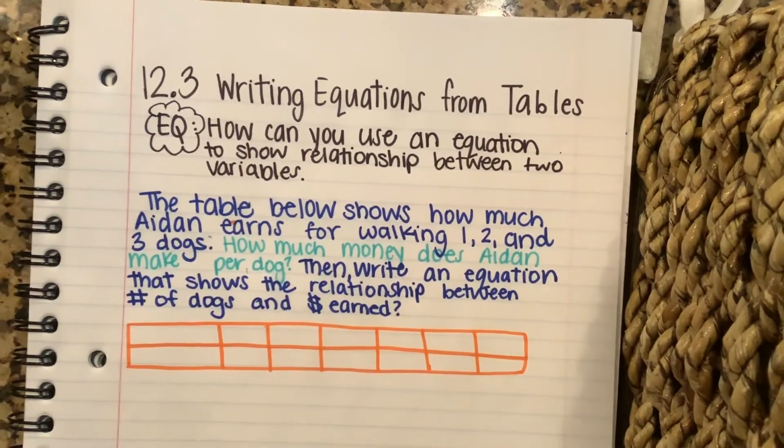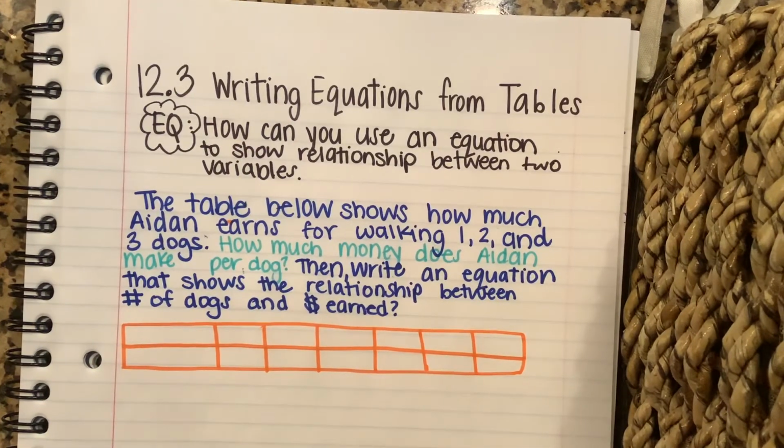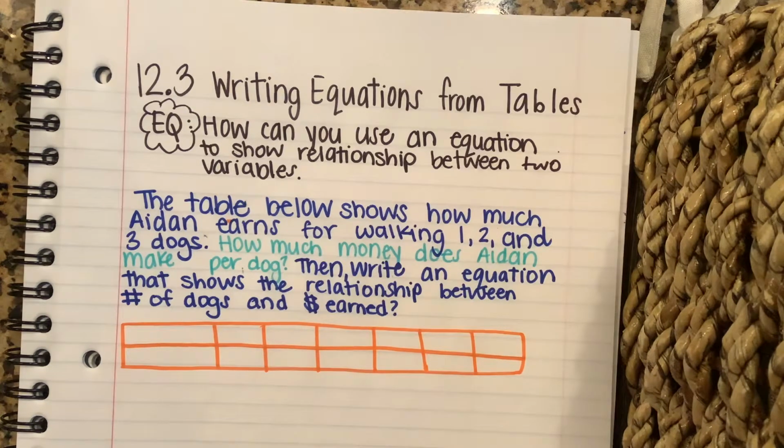Hello everybody and welcome to Chapter 12, Lesson 3 of Go Math. This is writing equations from tables. Our essential question for today: how can you use an equation to show the relationship between two variables?